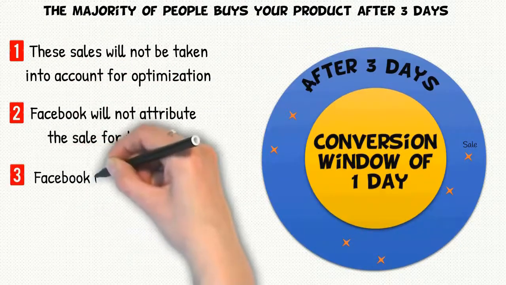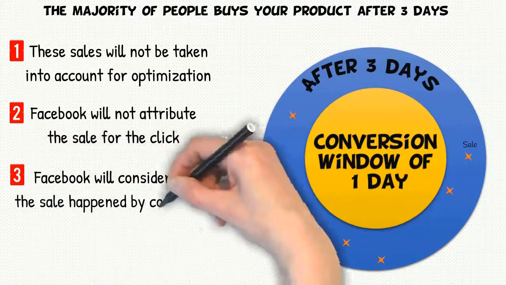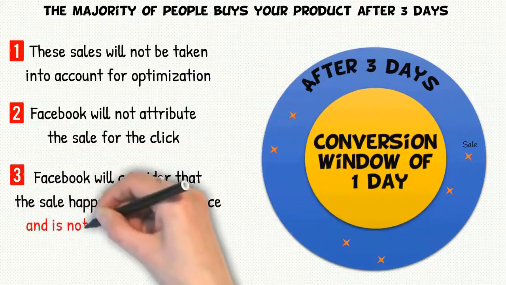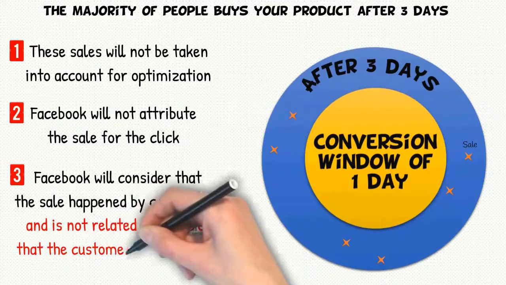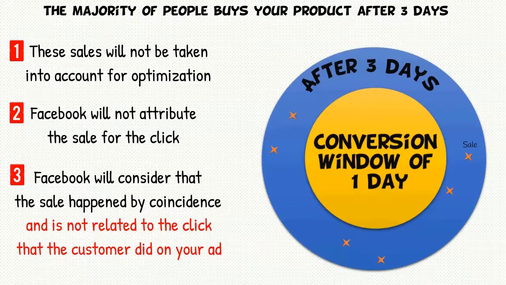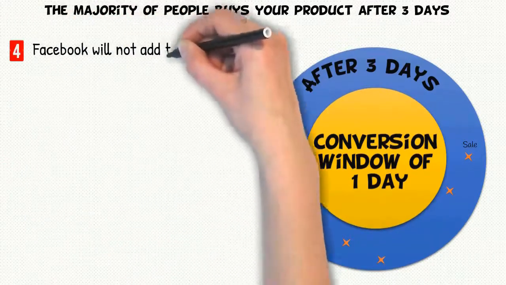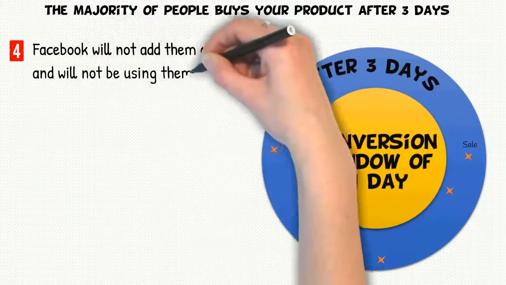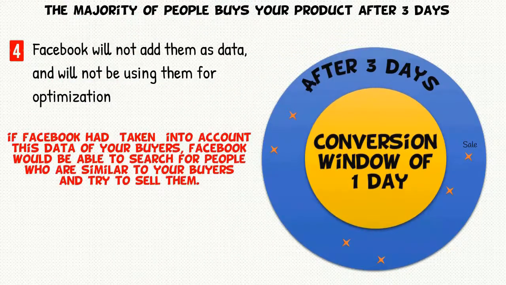Facebook will consider that the sale happened by coincidence and it's not related to the click that the customer did on your ad. Facebook will not add them as data and will not be using them for optimization, and this is extremely important because if Facebook had taken into account this data of your buyers, Facebook would be able to search for people who are similar to your buyers and try to sell them.